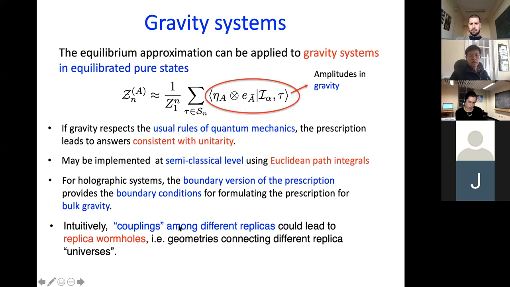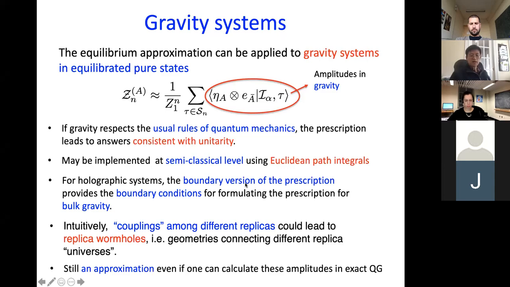So intuitively, the coupling among different replicas should lead to replica wormholes, and then the geometry is connecting different replica universes. I emphasize this is still an approximation, even if you can calculate this amplitude exactly in gravity, because in reducing the question in terms of the Euclidean path integral, you have already done an approximation. Even if you can do the Euclidean path integral exactly, even if the Euclidean path integral can be used to define your quantum gravity exactly, this is still an approximation.